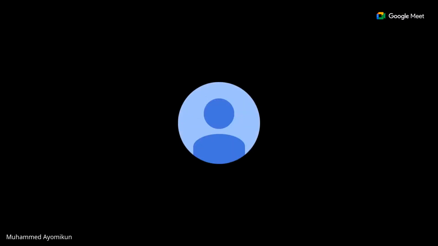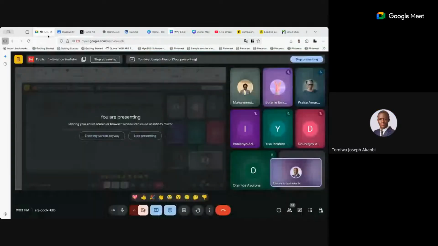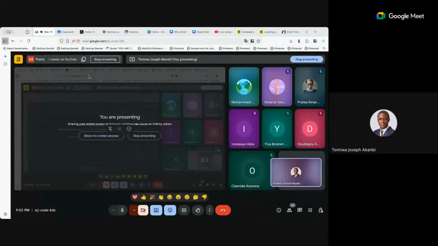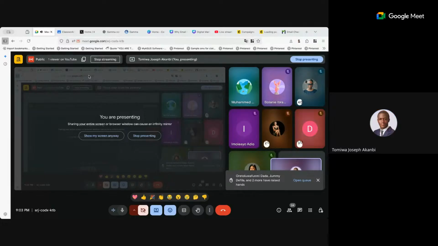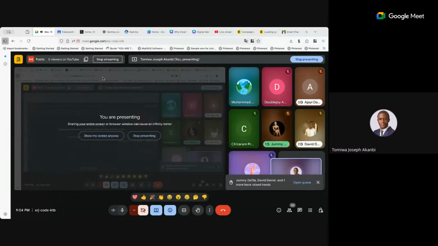SPF is designed to detect and block email spoofing. What does spoofing mean? How many of us, if you are Christians here, raise your hand? Good. Bolale, excellent. You asked the question, you're a Christian. Good. So what Jacob did was that he spoofed Esau. Jacob went to his father and said, bless me. He said, bless me, I'm Esau. But in the real sense, it was Jacob. He was pretending to be Esau to steal Esau's blessing.